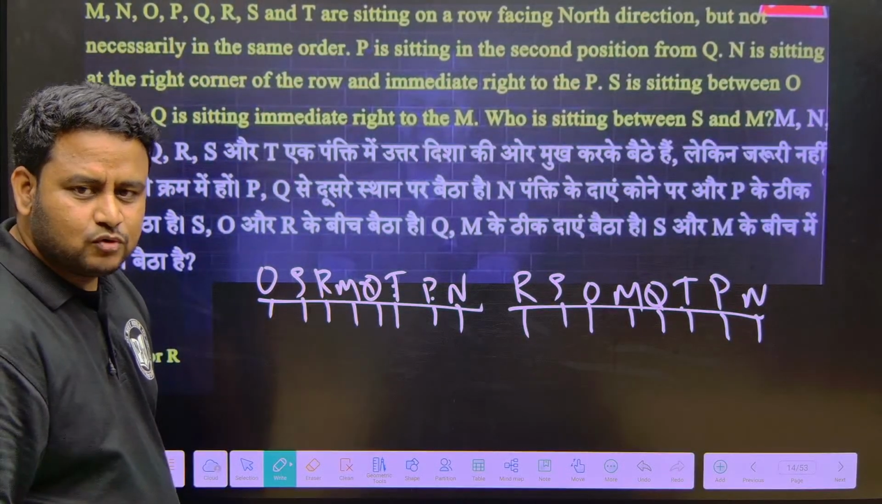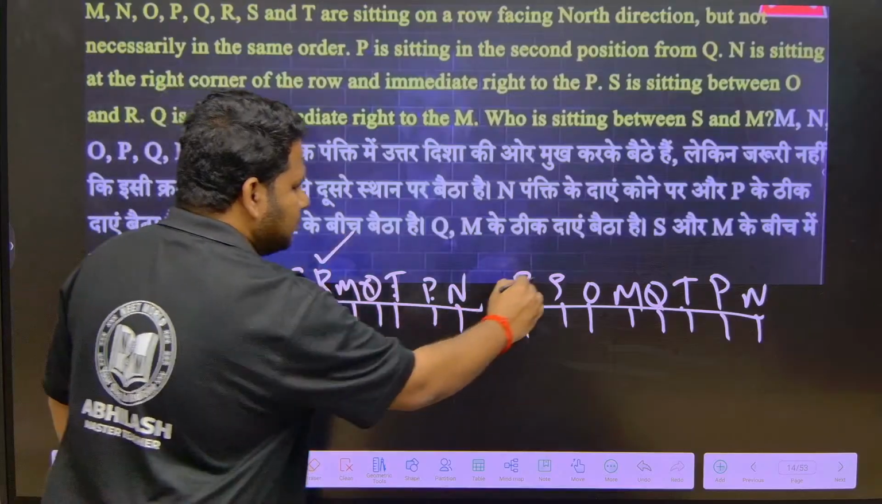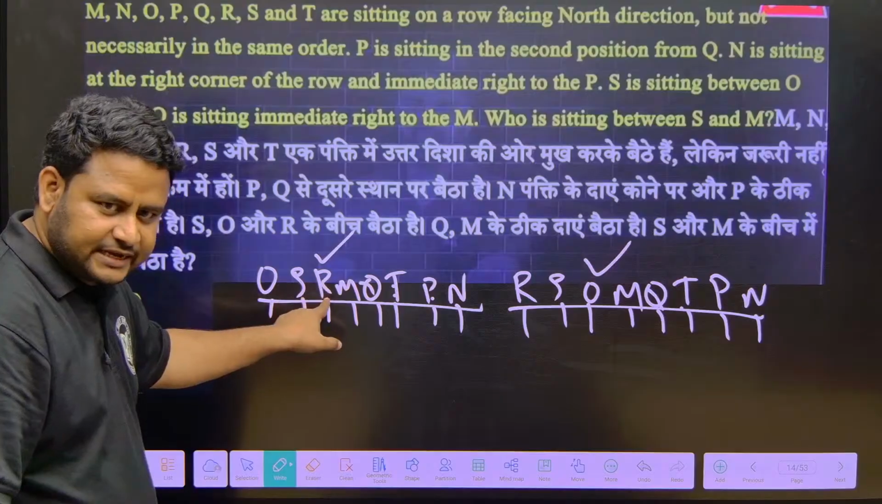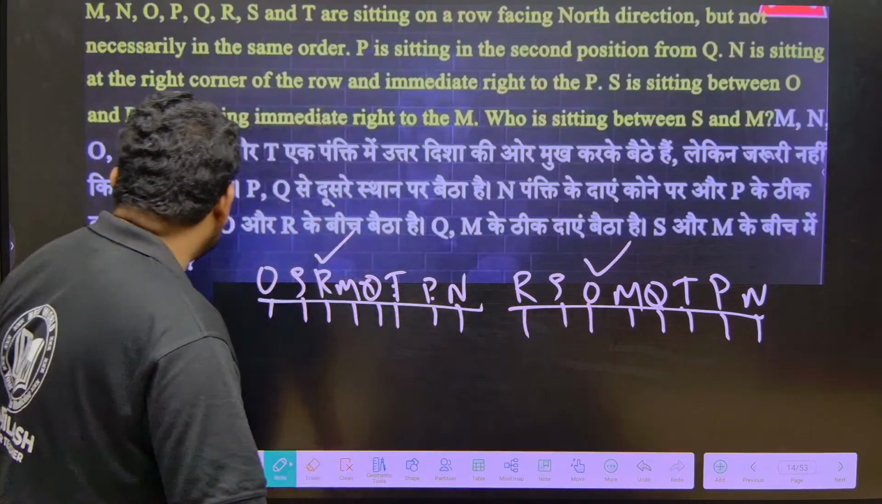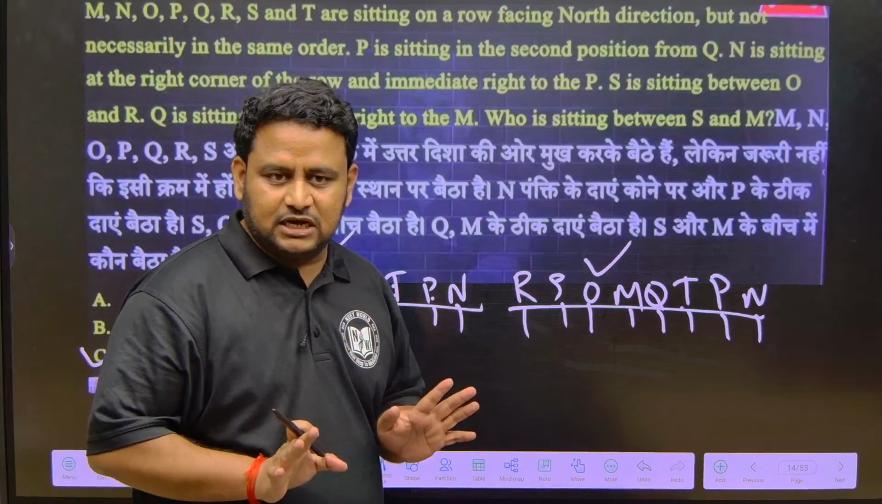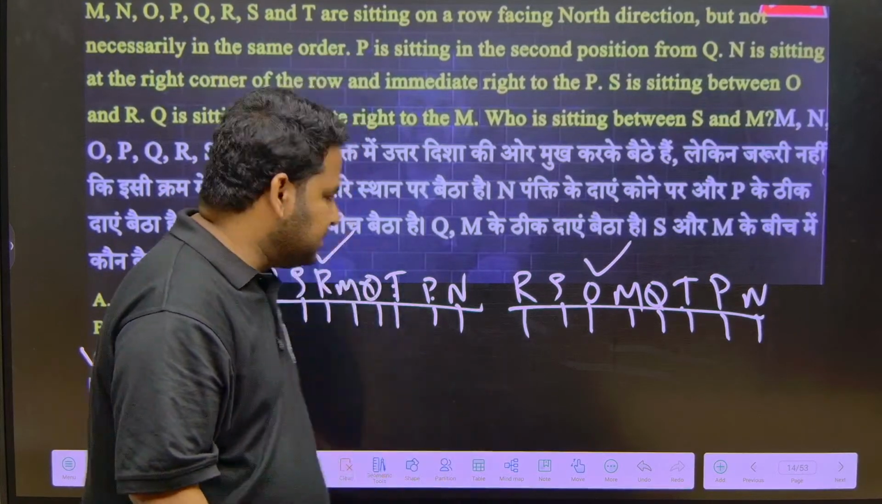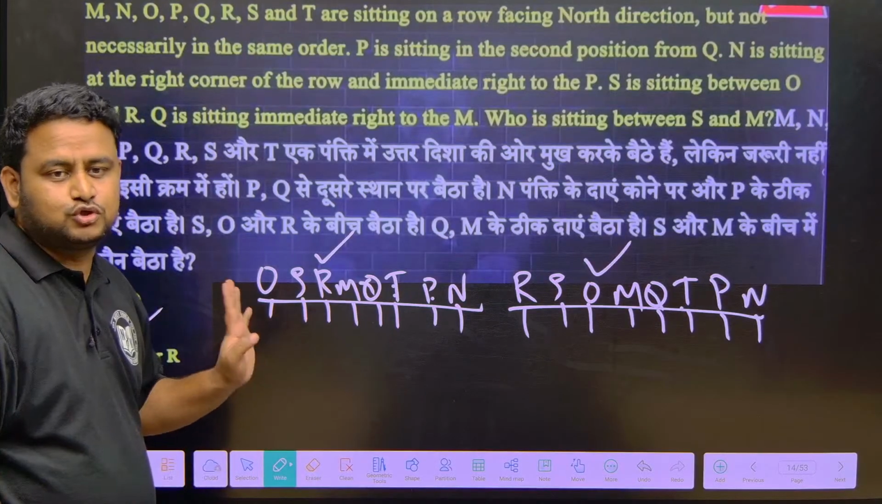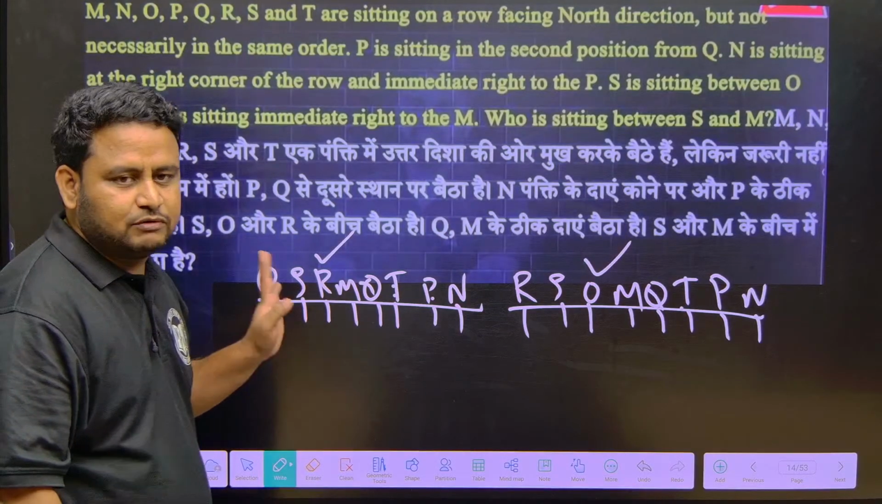How can I say it is O? R is possible. O is also possible. Correct? Who is sitting between S and M? R can sit here, O can sit here. The answer is O or R. That is why two possibilities. Please use it. Otherwise, if you write only one possibility, either R or O, your answer will be wrong. So that's why please use two possibilities. This is how you have to solve these questions.